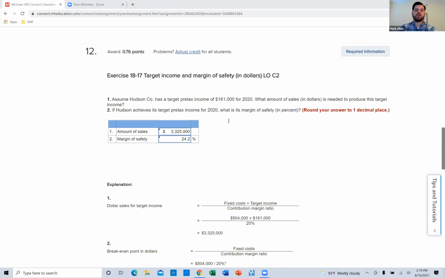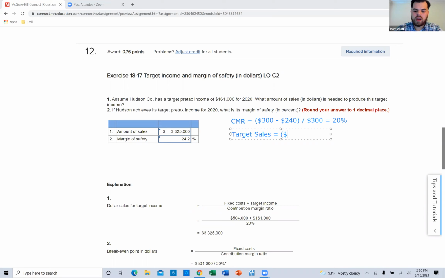And that is 20%. So this is 60 over 300, that's 20%. I'm now able to figure out my target sales by taking my 504,000 plus my 161, and then dividing that by 20%. When you do that, this should come out to 3,325,000, and that is the total amount of dollar sales that are actually needed in this case to achieve that target profit.